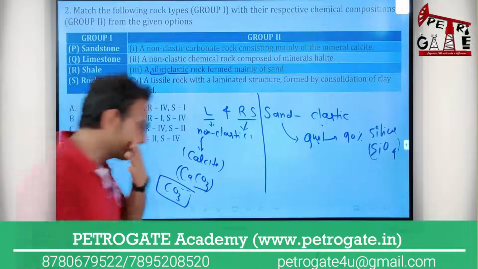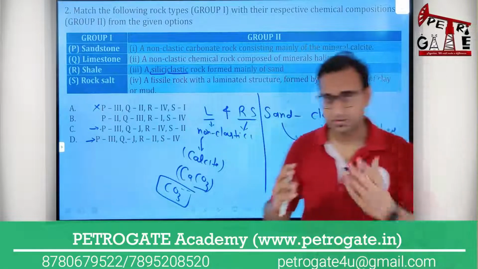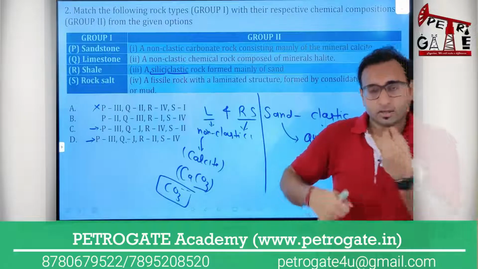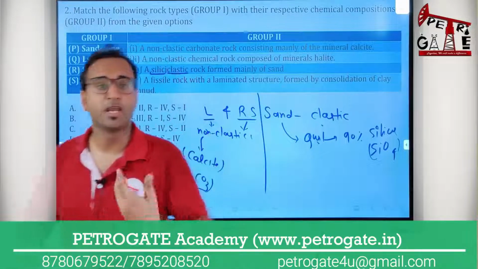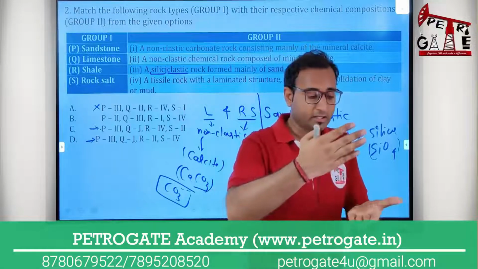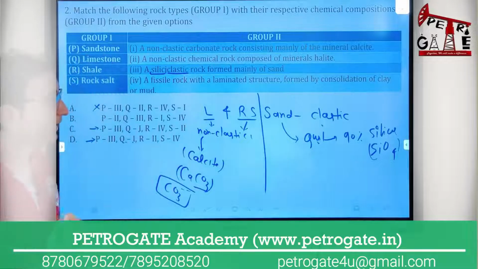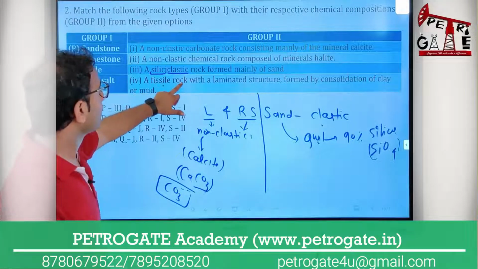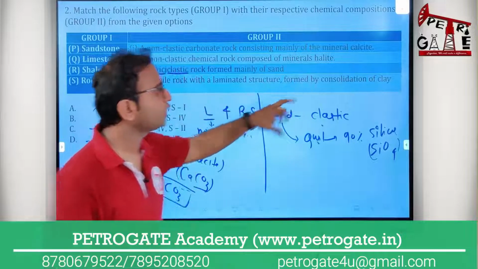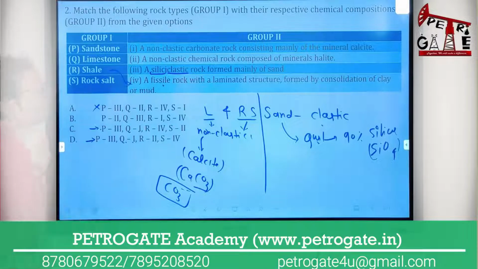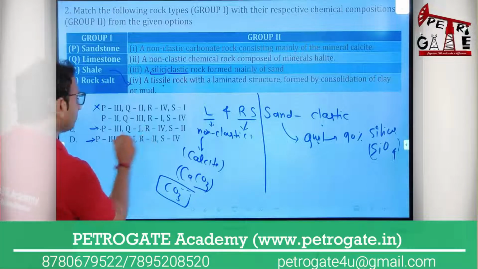Shale is what? I told you shale is a source rock. Shale is a fine-grained, organic-rich sedimentary rock. Fine-grained particles are like clay, which is very fine grained, or mud, which is also fine grained. If I look at the shale definition, it is a fossil rock with laminated structure formed by consolidation of clay or muds. So I think R is going to fourth. R is going to fourth. This will be your right option.